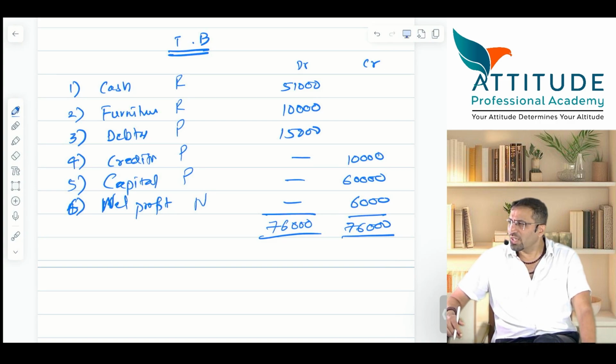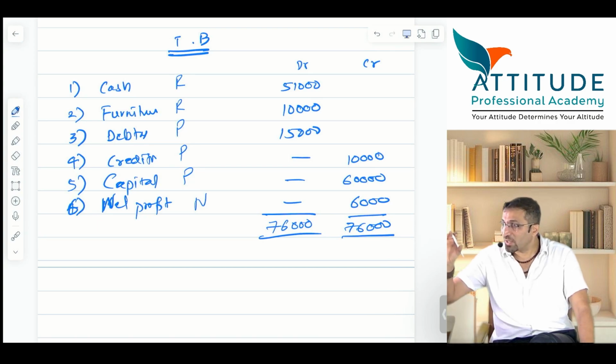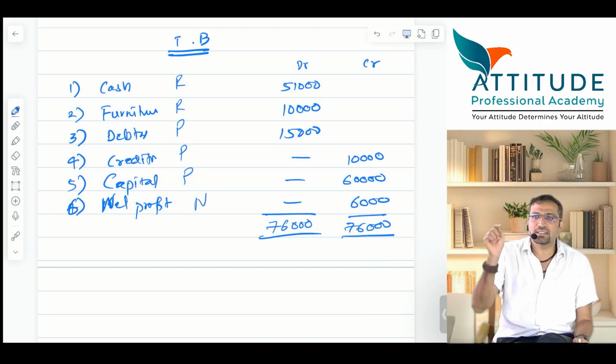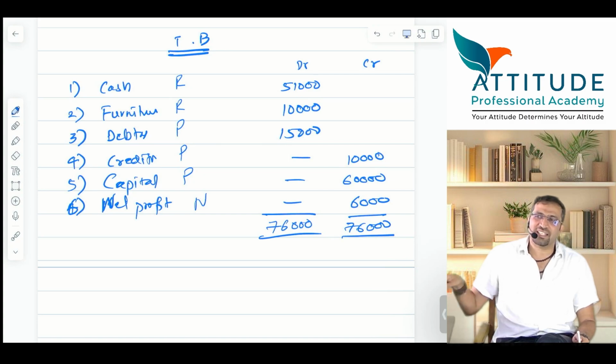Understood? Clear? पक्का? गारंटी? आपको ट्रायल बैलेंस देख के पता रहना चाहिए कि कौन सा अकाउंट क्लोज हुआ है करके. This is what is asked in CA.